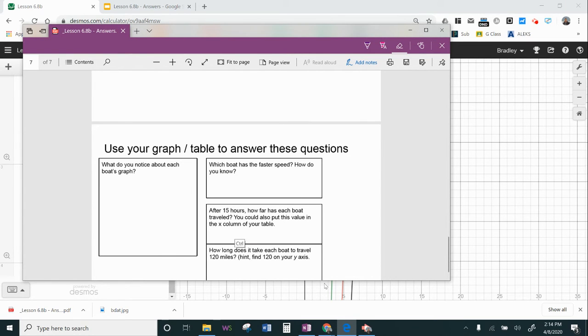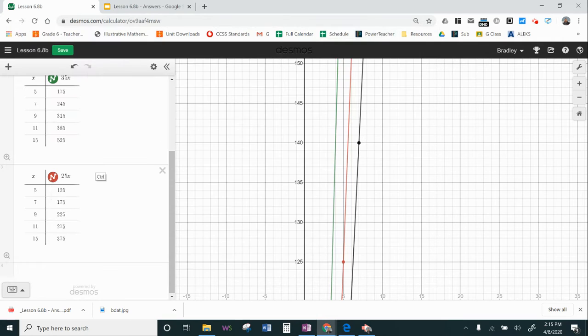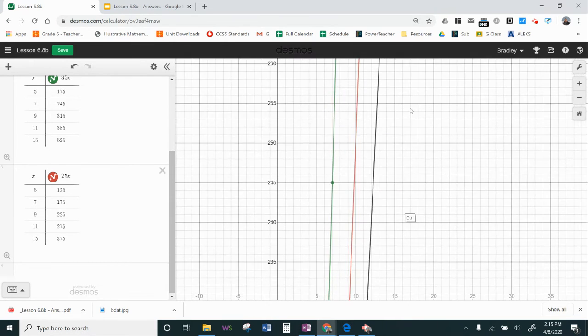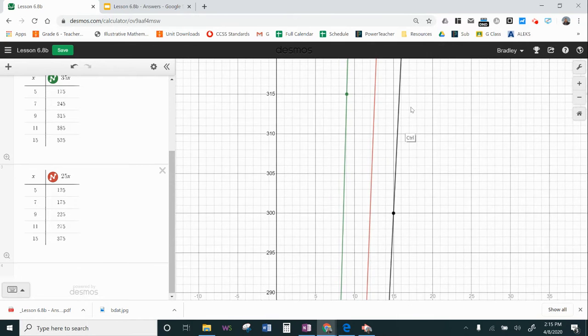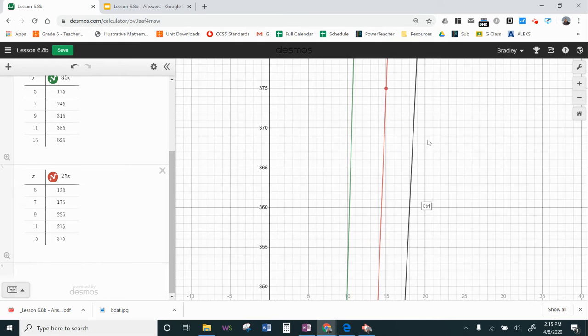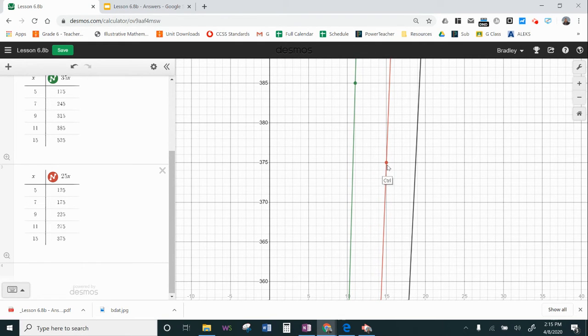Okay, after 15 hours, how far has each boat traveled? You could also put this value in the x column of your table, and I actually did that before. And so my x column of my table actually has how far each boat has traveled. After 15 hours, boat number 3 here has traveled 375 miles. I could also find that on my x-axis here. Here's 15. And if I go all the way up until where that 15 is going to meet the line, keep going up, 15. I'm looking for the red one. The red one meets right there. Okay, 15 meets at 375 miles.